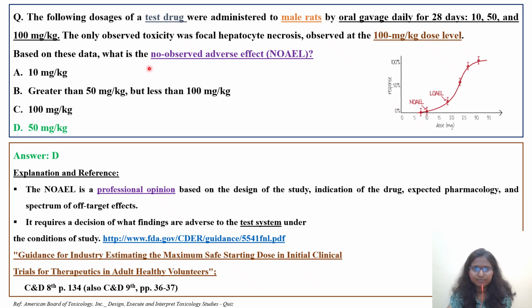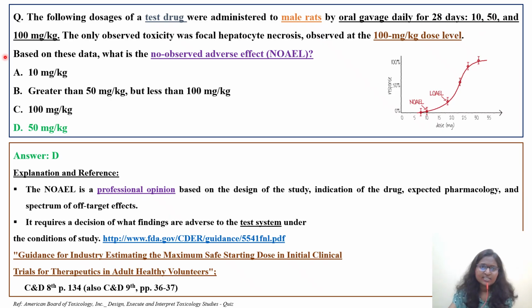So in this case, 100 was the dose at which adverse effects on the liver were observed. 10 and 50 were the doses at which no adverse effects were observed. But out of these, as per the definition of NOAEL, you have to consider the highest dose. So out of 10 and 50, which is the highest dose? 50 is the highest dose at which no adverse effects are observed. That's why 50 is your NOAEL.